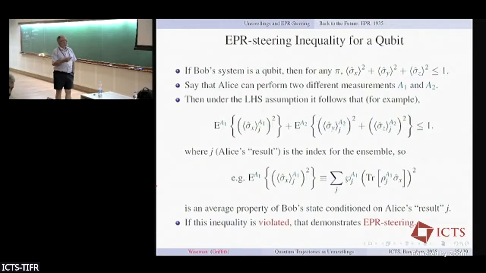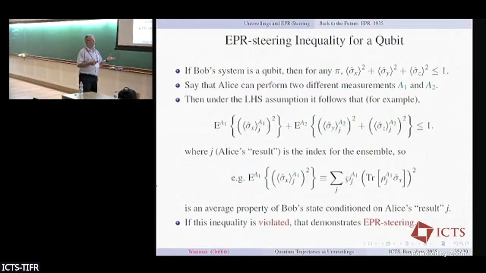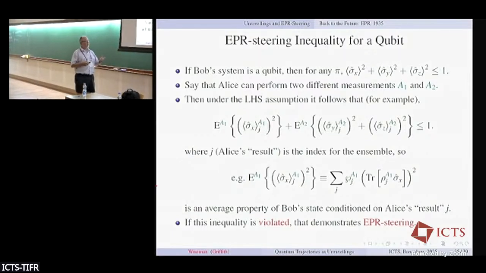Just to explain exactly what a term like this means: this is the ensemble average over Alice's reported results when she's doing, quote, measurement 1, A1. In the case where Alice is doing measurement A1 and reports a result J, there's going to be some state associated with that, even if the local hidden state assumption is true. If she's following some systematic way of doing this, there will be some conditioned state. If she chooses to report a particular result, that's going to be somehow correlated with what Bob's state is.